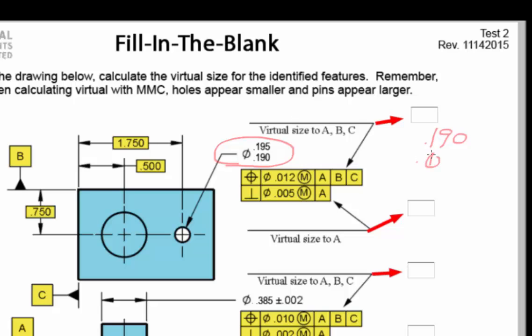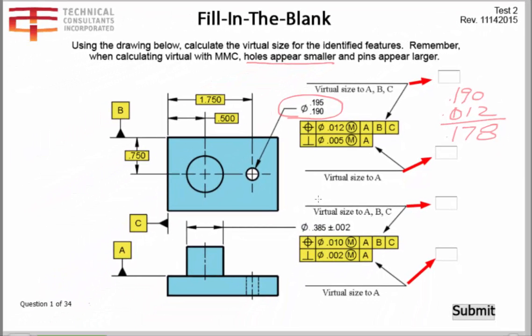We got 12 thousandths. Now it says that holes appear smaller. So do we subtract or add that tolerance? The hole's going to get smaller. So if we take our 190 minus the 12, we're going to come out with an 8 here, 7 here, and a 178. The answer is 178.